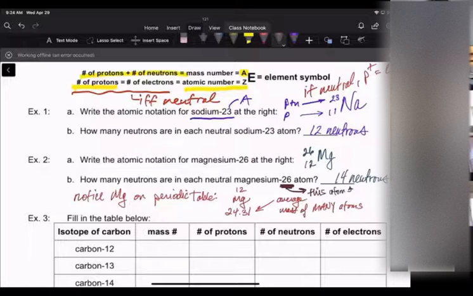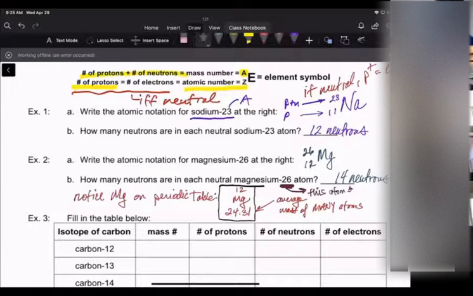I've written some notes on there to make that distinction between the mass we see on the periodic table, which looks like that, and that has the average mass of all of the magnesium that we sample, the natural abundance of isotopes. But in this question, they're asking about one individual, and that is a magnesium-26 atom.